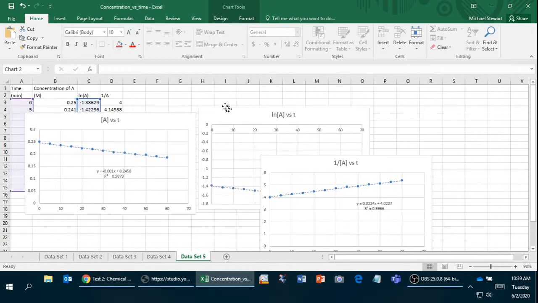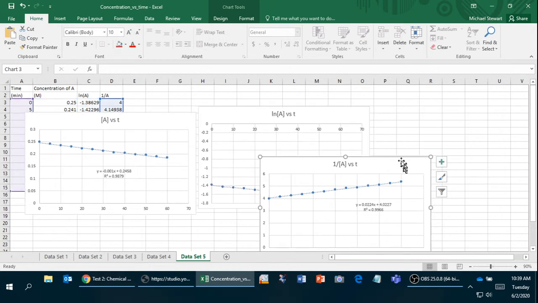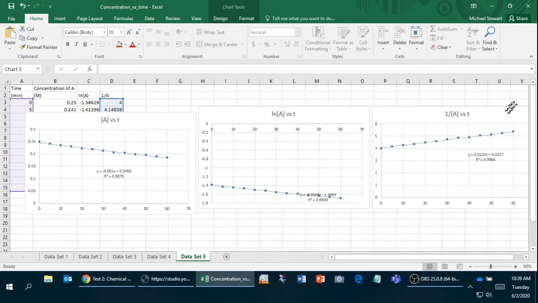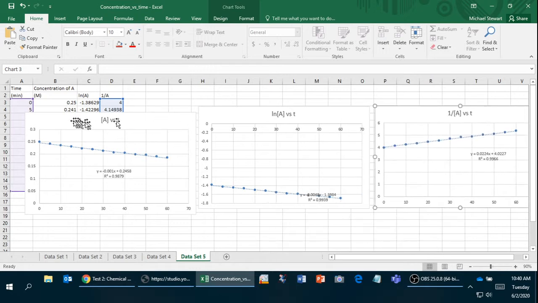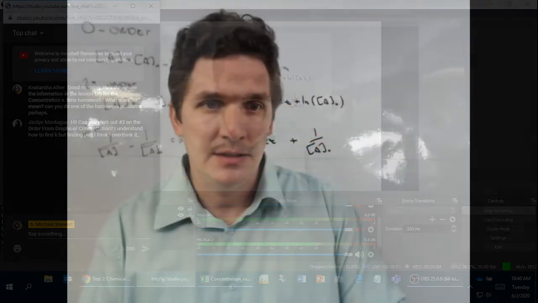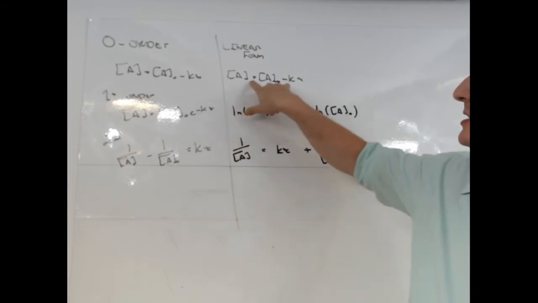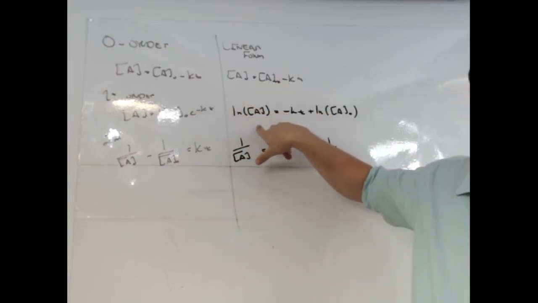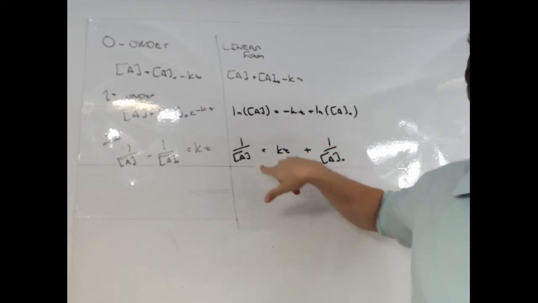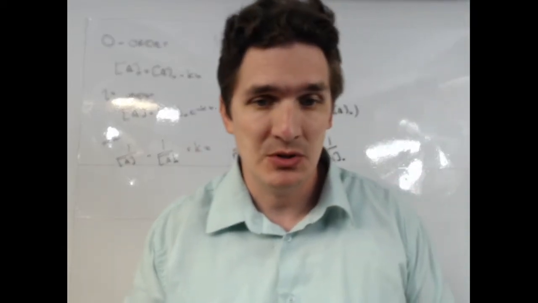So I've got 3 plots here. I've got the concentration versus time, natural log of concentration versus time, and 1 over concentration versus time. So what I want to do is look at these 3 different models and say, which model does it fit best? Does the concentration versus time look straight, or does the natural log of concentration versus time look straight, or does 1 over concentration versus time look straight?